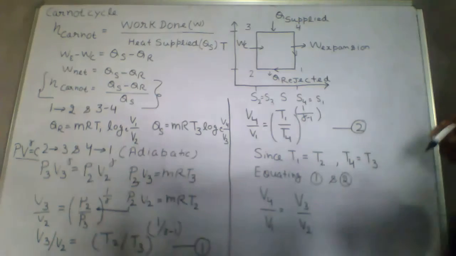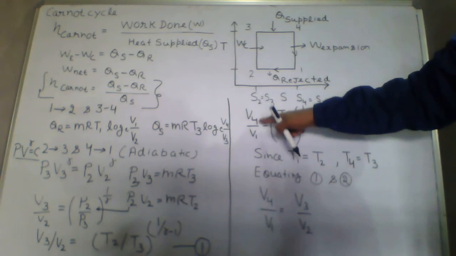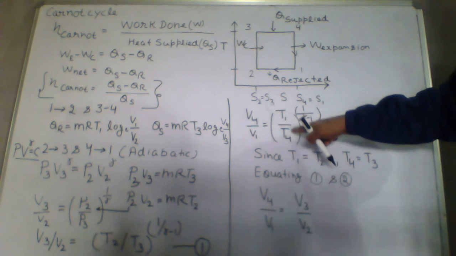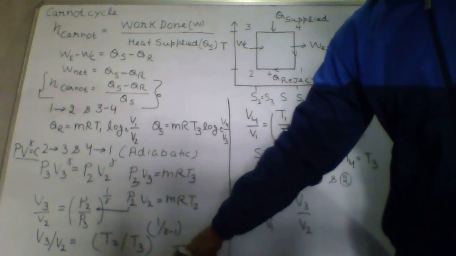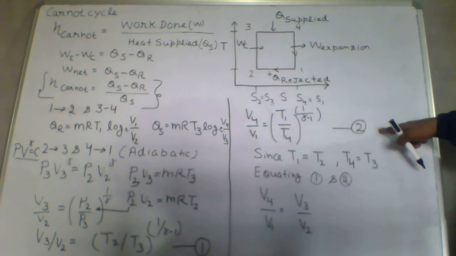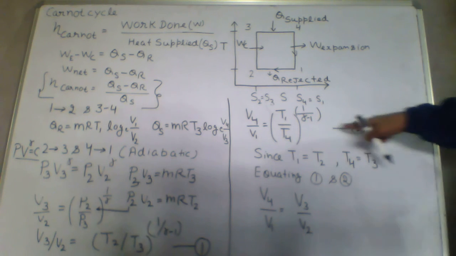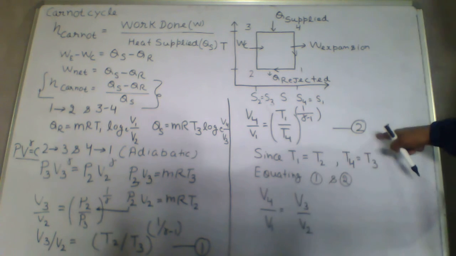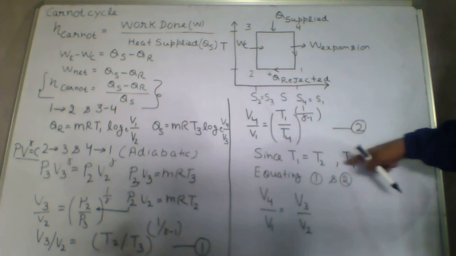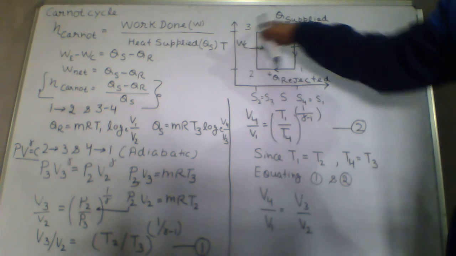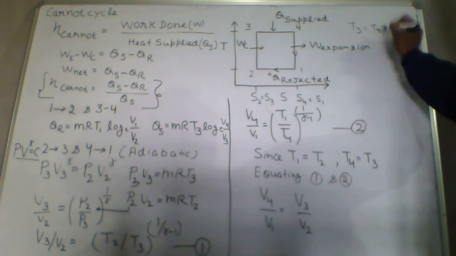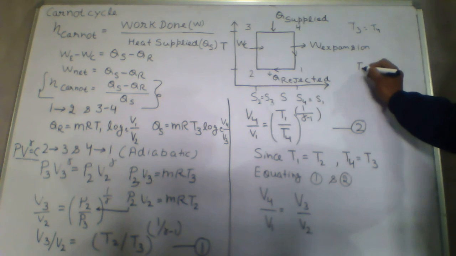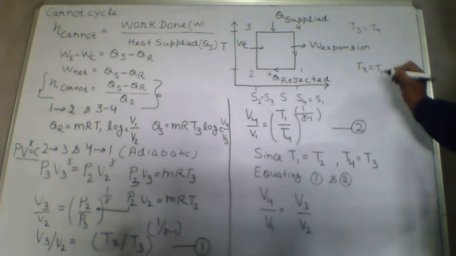Now come to the second equation. In a similar way, you have V4 by V1 is equal to (T1 by T4) raised to power 1 by gamma minus 1. The same way you had the first equation, the same way you have the second equation. Now you can see T1 is equal to T2 and T4 is equal to T3. We know these 3 and 4 temperatures are equal: T3 is equal to T4 from this diagram, and T2 is equal to T1.